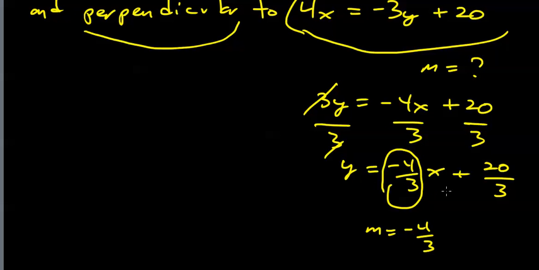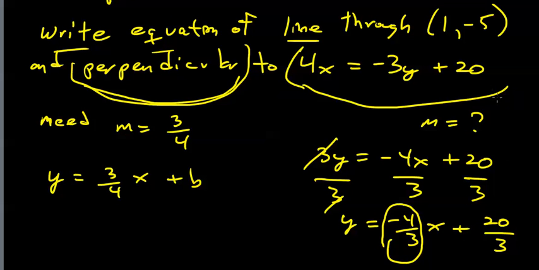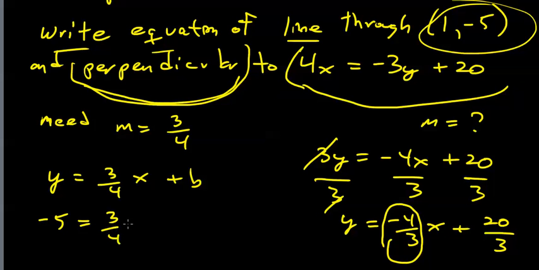Now, scroll up, we want a perpendicular line to this line. So I need a slope that is the negative reciprocal of minus 4/3, and that's positive 3/4. You take the reciprocal of minus 4/3 and negate it to get a positive 3/4. So I know the line that will answer this question is going to look like this: y equals 3/4 x plus b. The coordinates we need to go through are 1, minus 5, and I can use those coordinates to solve for b. So when y is minus 5, x has to be 1.